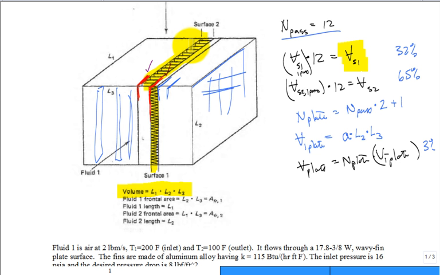And for every package of 2 passages, I have 2 plates, and at the end I have an additional plate. So 2 times the number of passages plus 1 gives me the total number of plates. The thickness of the plate times the area of the plate gives me the volume of one plate. Multiply that by the number of plates, and I have the volume of all the plates. So I sum those up.